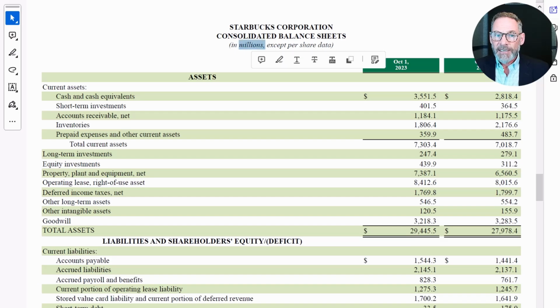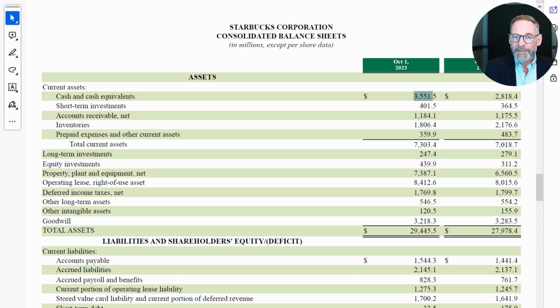You can see that the numbers, it's important to identify whether these are in thousands, millions, and so on, so that we put some context around that, because it might look like it's 3,551.5, but in reality, those are millions. So that's 3.5 billion roughly. So we're talking in the billions for the most part. Total assets is 29 billion, 29.445 billion, and so on.